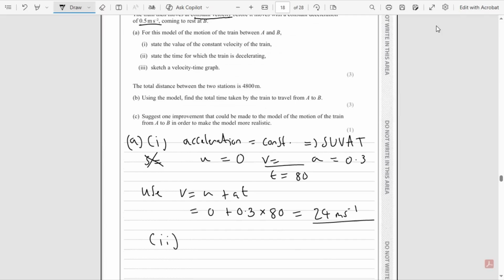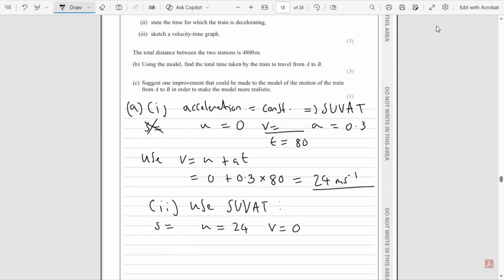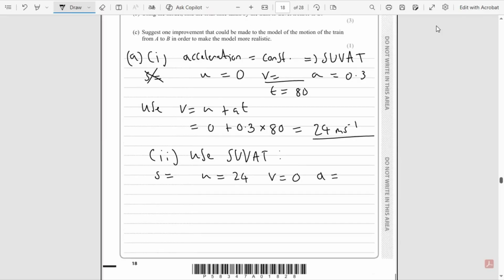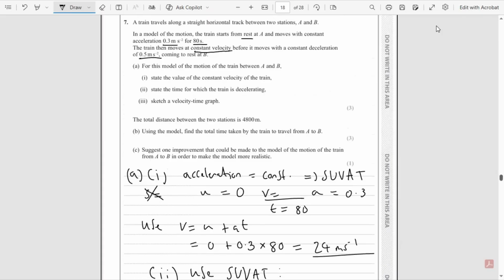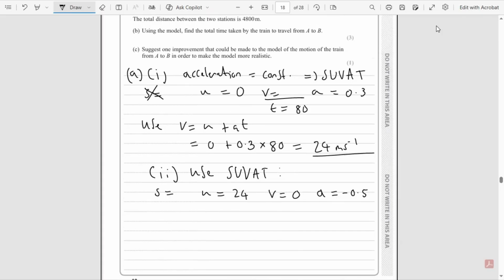Again, we'll use SUVAT because this deceleration is constant, so it's a constant acceleration. We have distance, we have the initial speed, which in this case is 24 now. We have the final velocity of 0 because we're coming to rest at the end of the journey at point B. We have the acceleration of minus 0.5, because it's decelerating. And we want the time, that's what we're looking for.